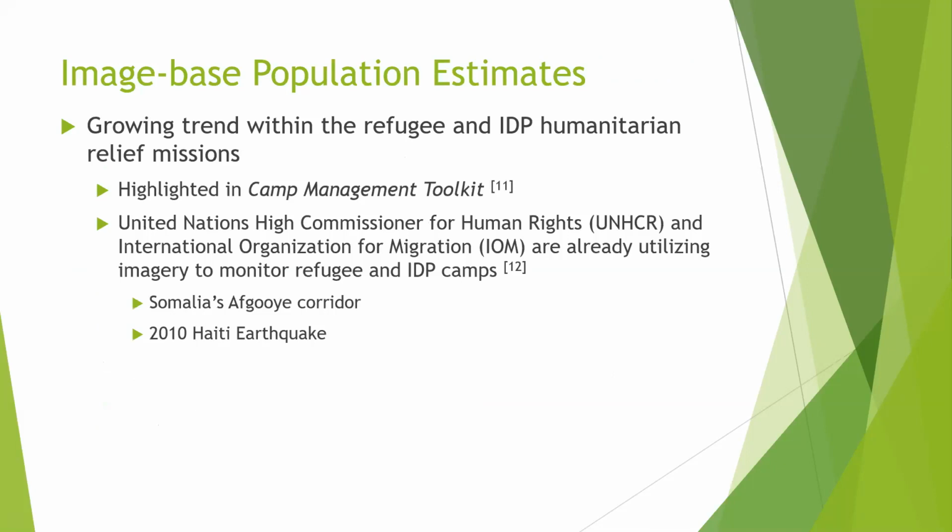Image-based population estimates are actually a growing trend within the refugee and IDP humanitarian relief missions. The International Organization for Migration, the Norwegian Refugee Council, and UN Refugee Agency actually advocated for image-based population estimates within their camp management toolkit. Additionally, the United Nations and International Organization for Migration are already utilizing imagery to monitor refugee and IDP camps worldwide, to include in Somalia and Haiti.